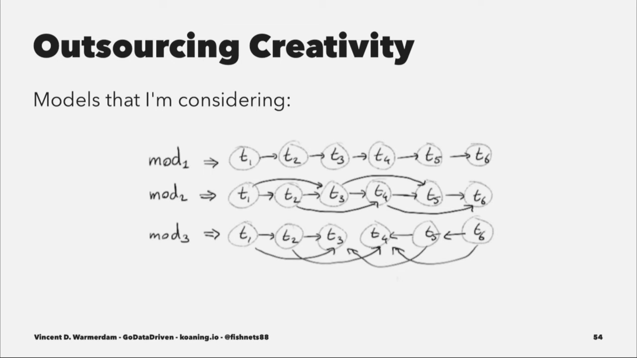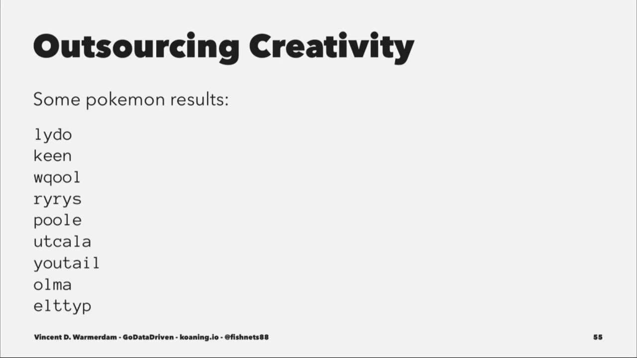So I'm playing around with this, and I'd just like to give you a preview. Here are some Pokemon names I came up with. Lido, Keen, Cool, Rhesus, Poulet, Utkata, U-Tail, I especially like U-Tail for some reason. Olma, Elitip. So these seem rather plausible.